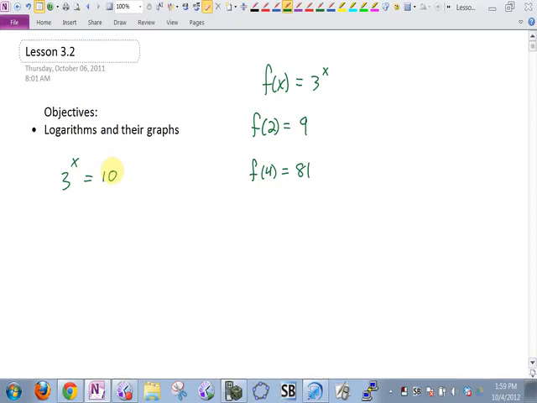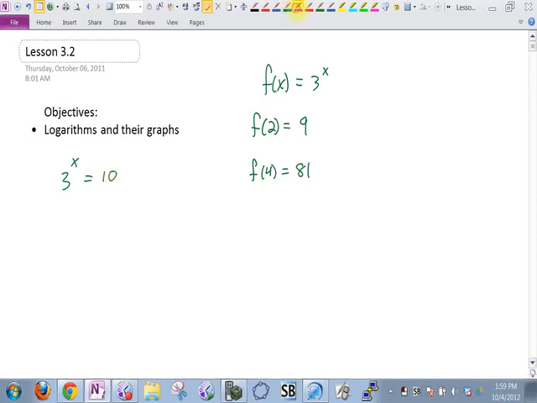Without a calculator, without any sort of technology, no idea, right? But it's 2 point something, I'm predicting. Probably 2.0 something. 2.09. It's probably a good guess. 2.095 sounds about right. But I don't know for sure. It's probably some really weird, crazy decimal, right?